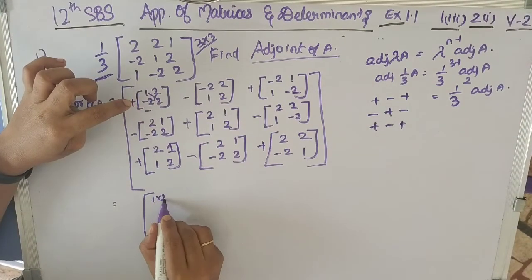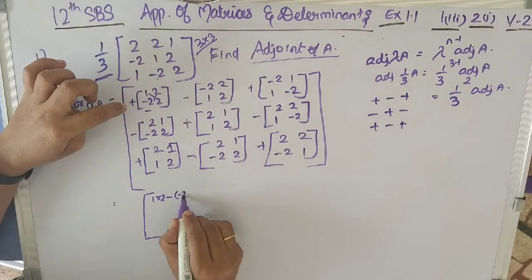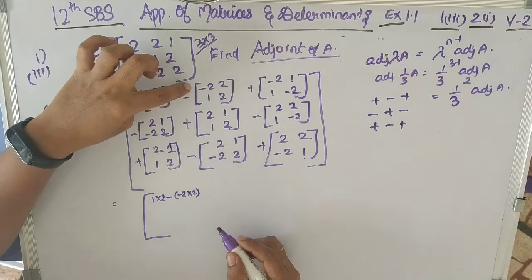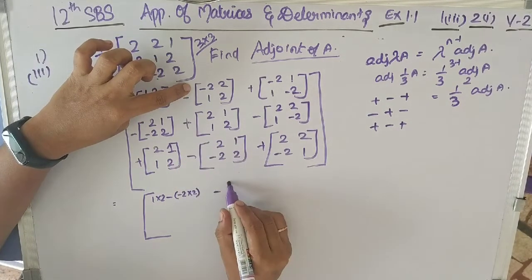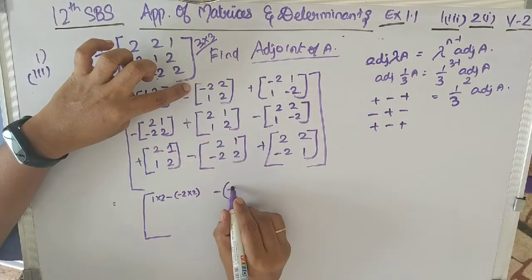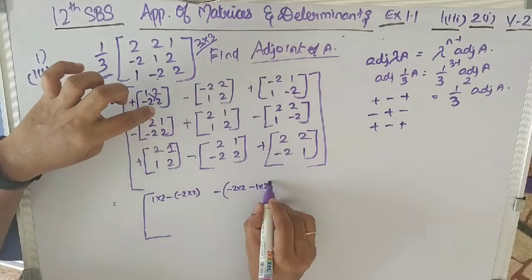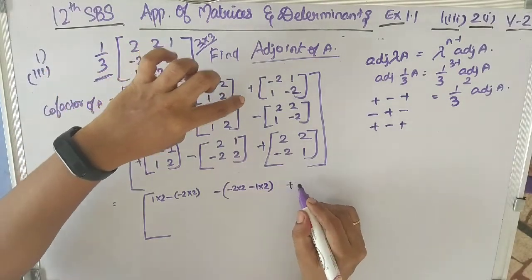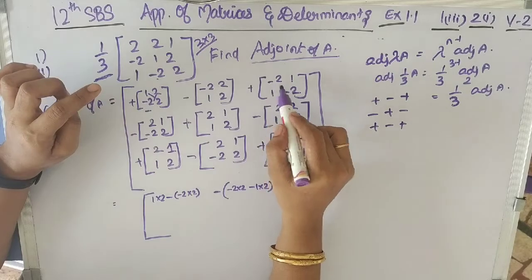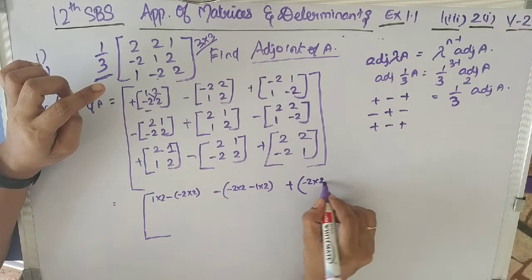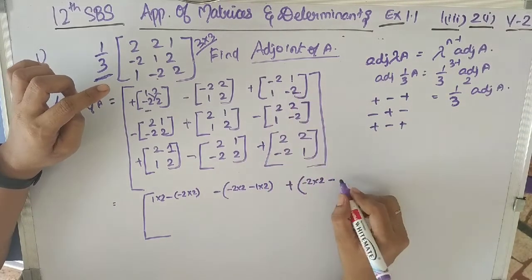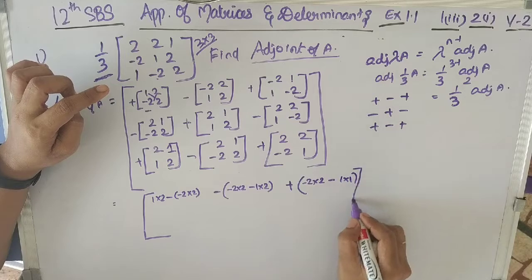Okay. 1 into 2 minus of minus 2 into 2. Minus. Sign convention minus. Minus 2 into 2 minus of 1 into 2. Cross multiply. Okay. Then I am writing the sign convention plus: minus 2 into 2 minus 2 into minus 2, minus 1 into 1. Okay.